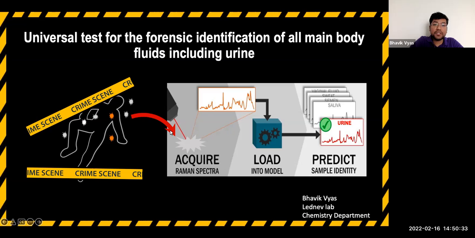Before I start, I want to ask you a question. What do you guys see in the image on the left side of the slide? It is indeed a crime scene with a dead body mark. The image also shows different kinds of stains that can be found in a crime scene.